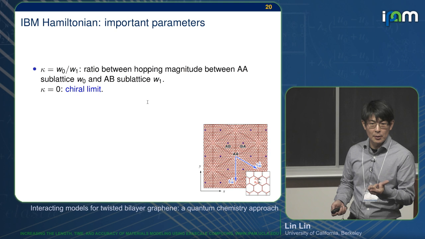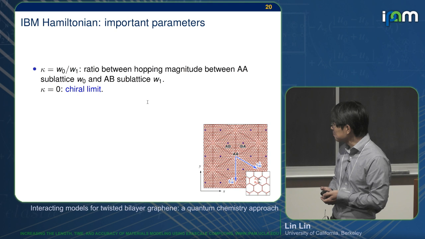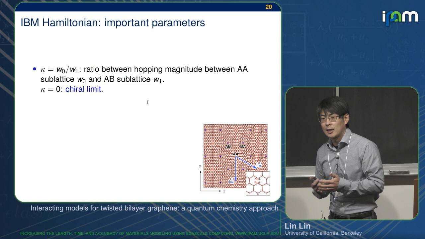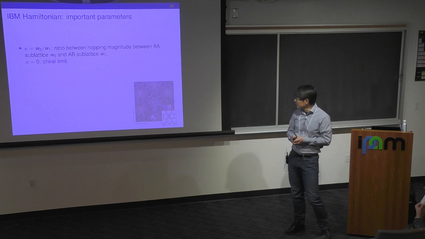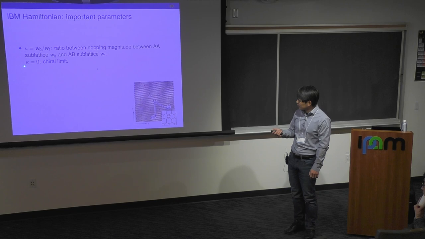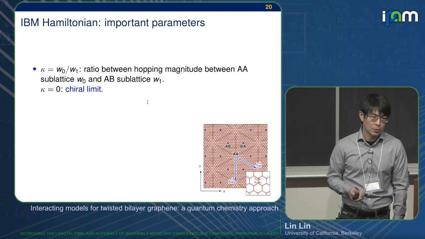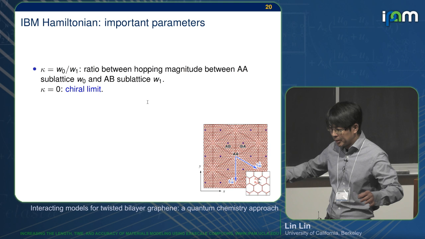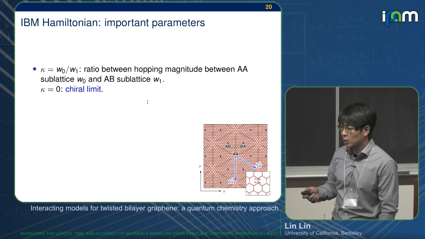What this community has been doing is to take this ratio between the AA and AB hopping magnitudes as a tunable parameter and plot the phase diagrams. Maybe this has some experimental relevance, but to me it's really part of the modeling. One of the most important reasons to include this is there's a special case, kappa equal to zero, called the chiral limit. In 2019, Vishwanath's group wrote an influential paper on the origin of the flat bands, because you can do some pretty intriguing complex analysis to show that in this limit, the band can be completely flat. And for example, Eric also has works along this line.